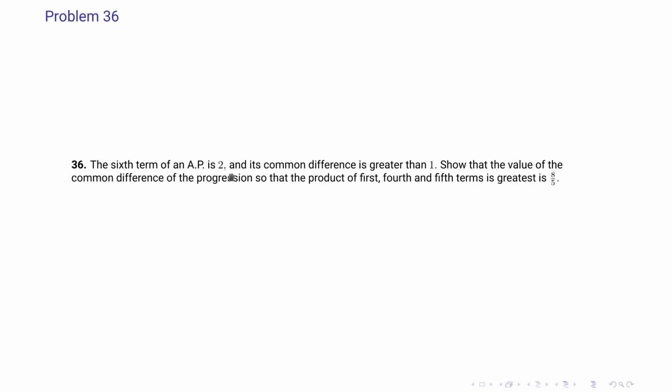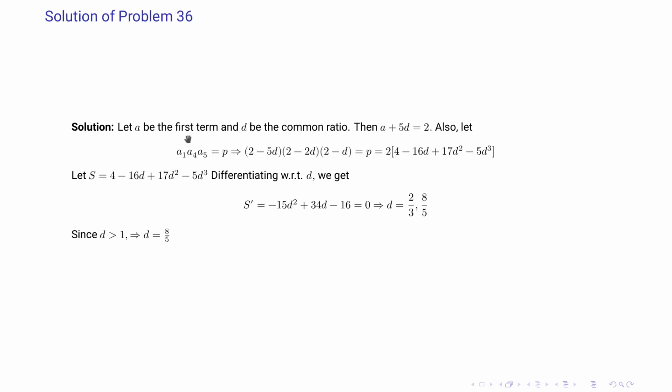The sixth term of an AP is 2 and its common difference is greater than 1. Show that the value of the common difference for which the product of the first, fourth and fifth term is greatest is 8 by 5. So we let A be the first term and D the common difference, then the sixth term A plus 5D is 2. We also let the product of the first, fourth and fifth terms be P, which is equal to (2 minus 5D) into (2 minus D) into (2 minus D). This we do in such a way so that the equation is in one variable, that is D, which gives P equal to 2 into (4 minus 16D plus 17D square minus 5D cube).